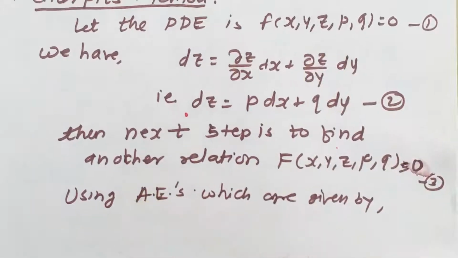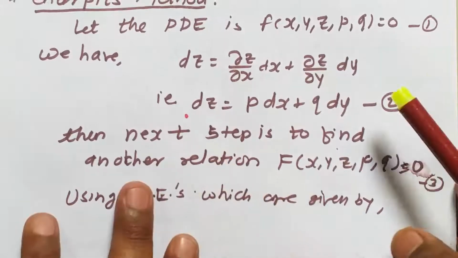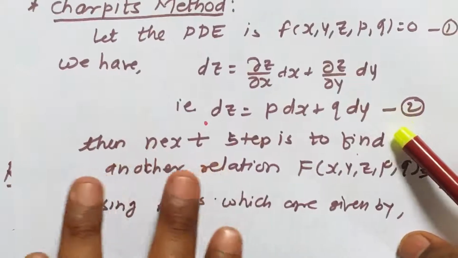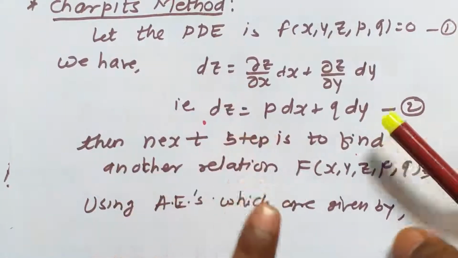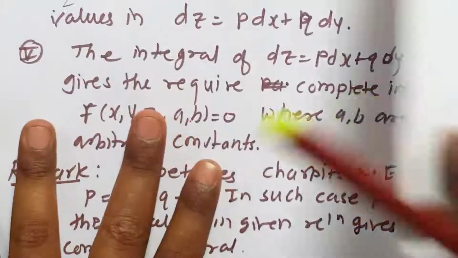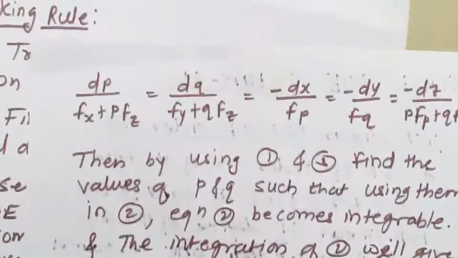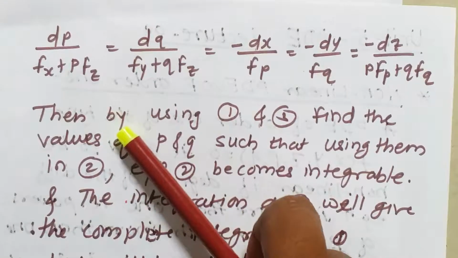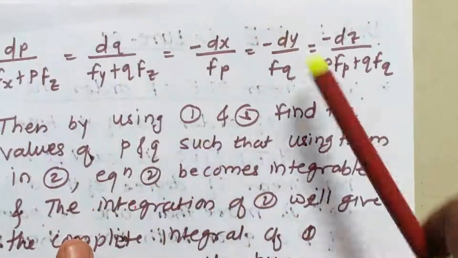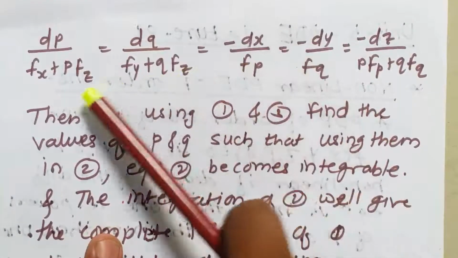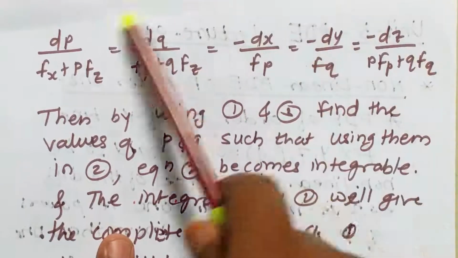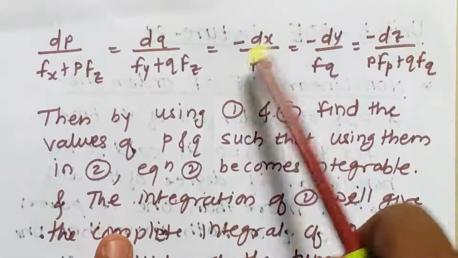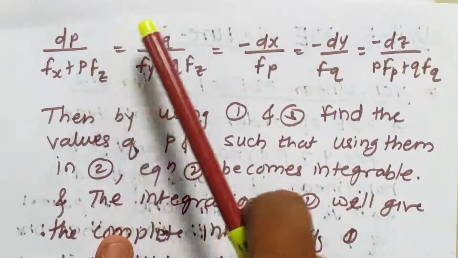We have seen these auxiliary equations in first order linear partial differential equations also, of that type only, but there we just have 3 ratios. Here we have 5 ratios in the Charpit method auxiliary equation. So here I have written the auxiliary equation for Charpit's method. Now try to understand all the terms. This equation you need to memorize. If you don't know the correct form of this auxiliary equation, you cannot solve the problem further.